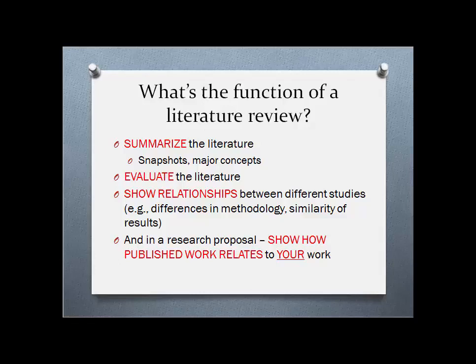For example, if there have been different methods that have been used in the different papers, or there have been similar results or different results, you should be able to show a relationship between different studies. And especially in a research proposal which you're writing, you should be able to show how the published work relates to your work. So once you go through your literature review, always go back to say, how does this relate to what you're proposing to do?